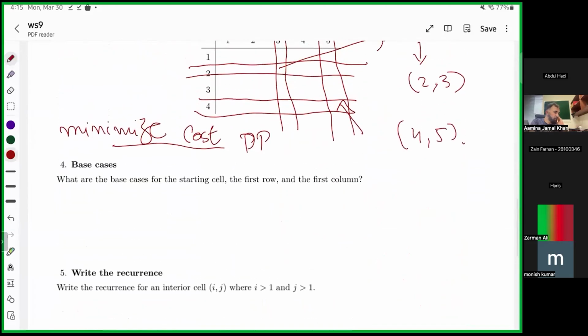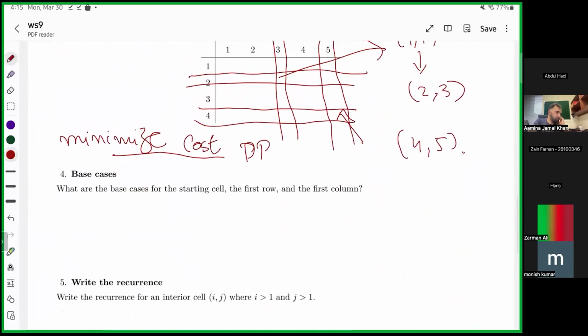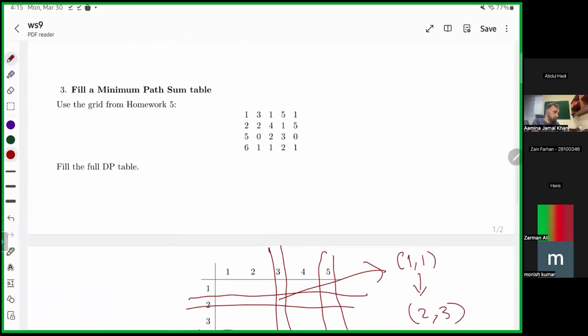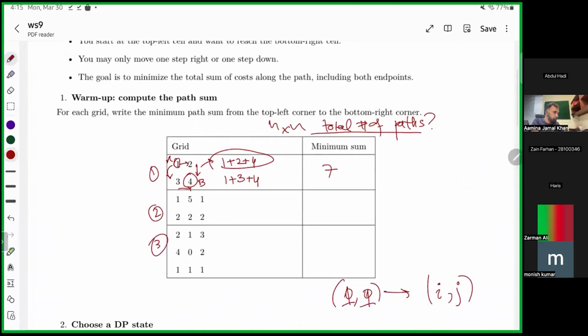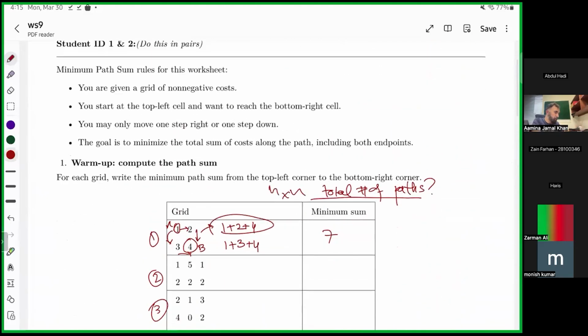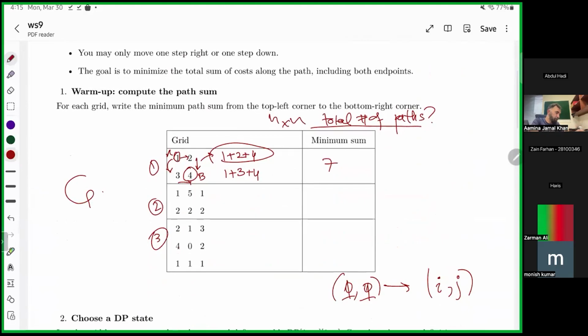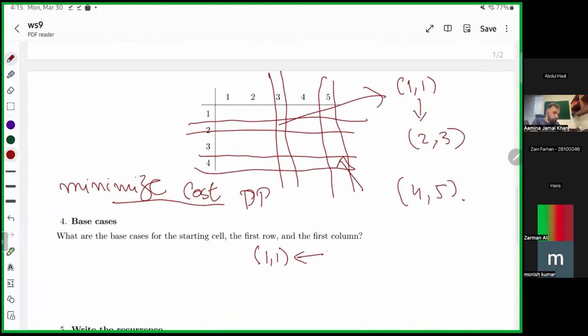All right, moving on. Base case. What are the base cases for the starting cell, first row, and the first column? Starting cell आपने अभी बता दिया है. So the cost of 1 1 is whatever is the value of the 1 1, right? So let's say कि इसके वेरिएबल का नाम हमने नहीं रखा, right? Let's say grid का नाम आपके पास g है, okay? So this is going to be g of 1 1.